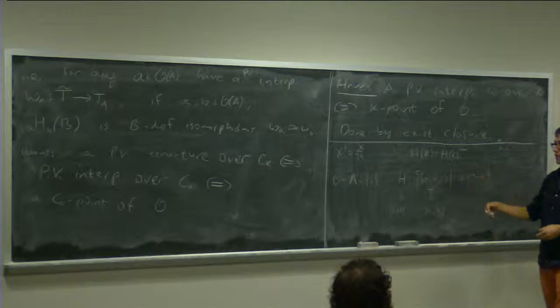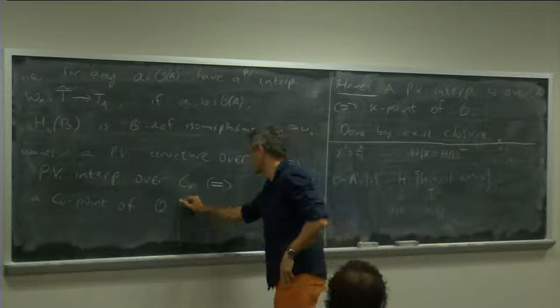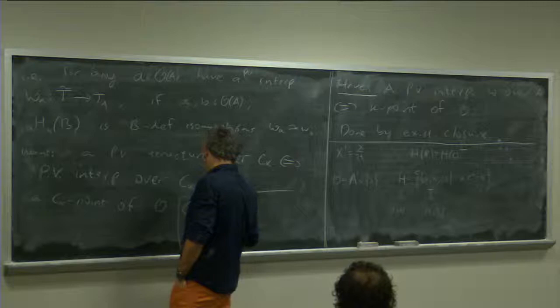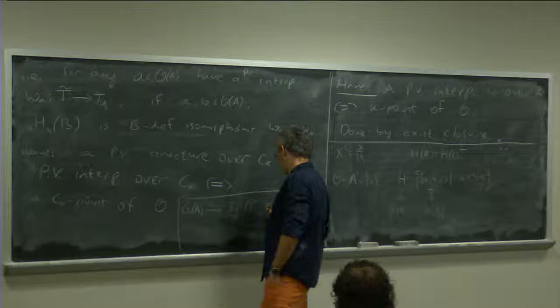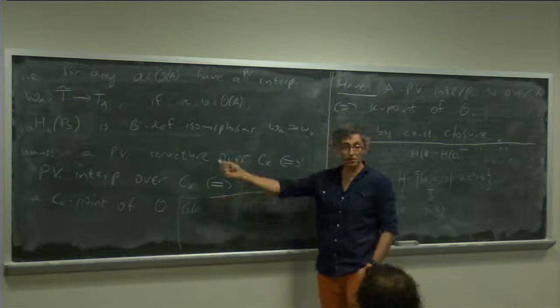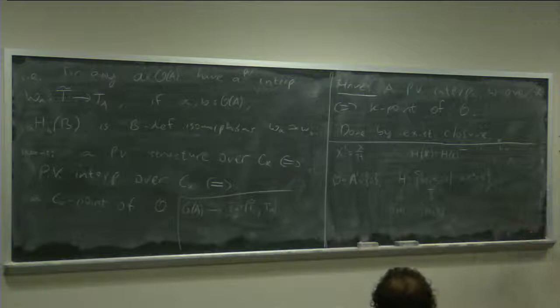So I had this proposition that G of A is essentially the same as the interpretations of T tilde in TA, right? The Picard-Vessiot interpretations. The full statement is that it also commutes with the Galois action on both sides. Can you explain where you get AC squared equals B from? How do you compute it?